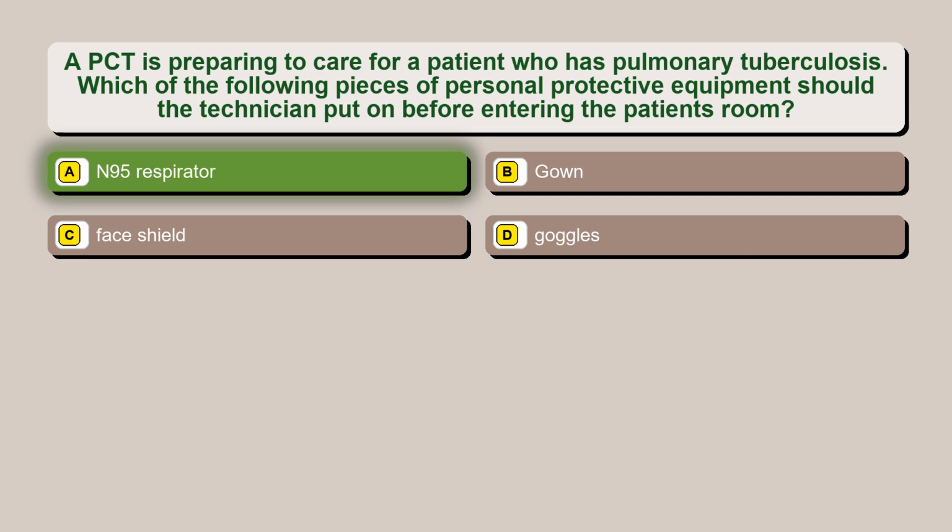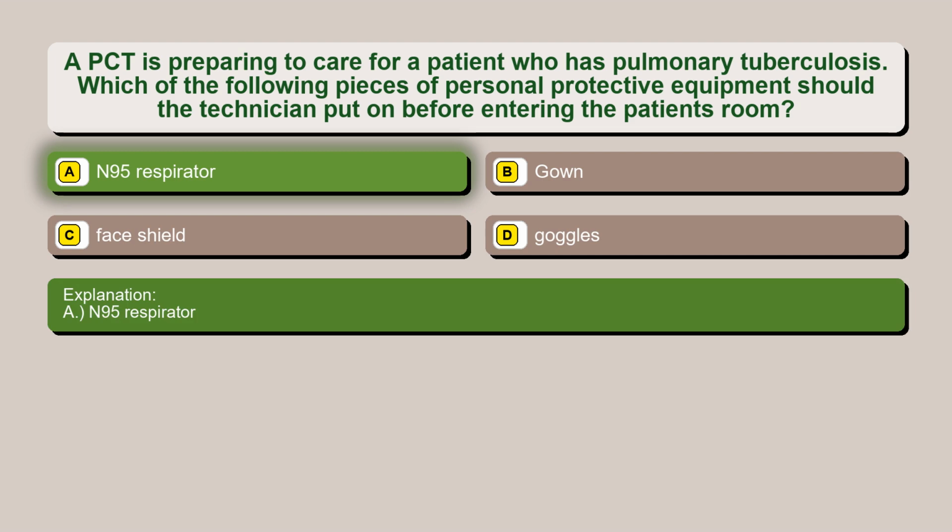The correct answer is option A. N95 respirator.